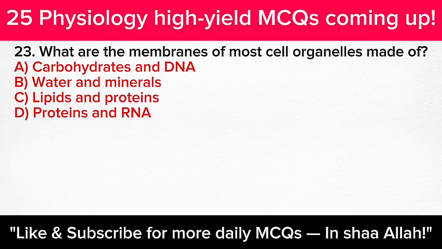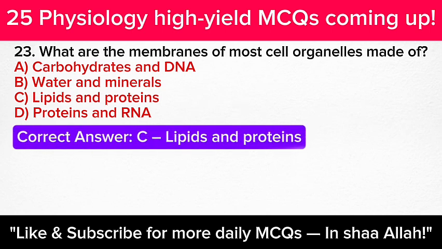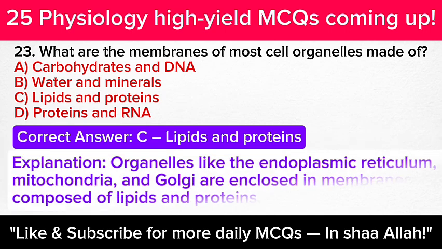23. What are the membranes of most cell organelles made of? A. Carbohydrates and DNA. B. Water and minerals. C. Lipids and proteins. D. Proteins and RNA. Correct answer, C. Lipids and proteins. Explanation. Organelles like the endoplasmic reticulum, mitochondria, and Golgi are enclosed in membranes composed of lipids and proteins.